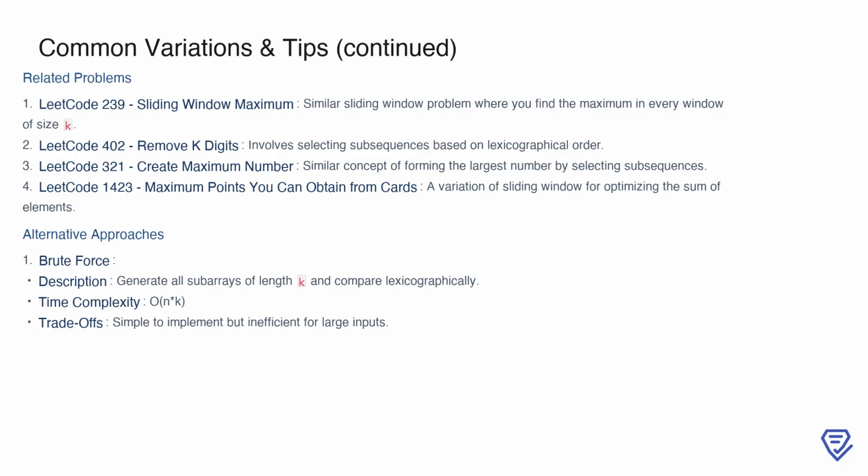Now, when it comes to alternative approaches, the brute force method is a straightforward option. This involves generating all possible subarrays of length k and comparing them lexicographically. While this approach is simple to implement, it has a time complexity of n*k, making it inefficient for large inputs. It's a good starting point for understanding the problem, but optimization is necessary for more complex scenarios.